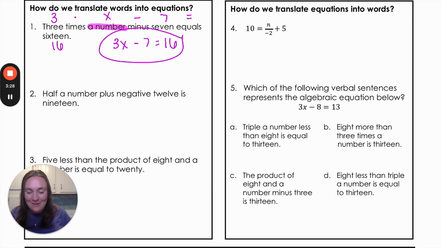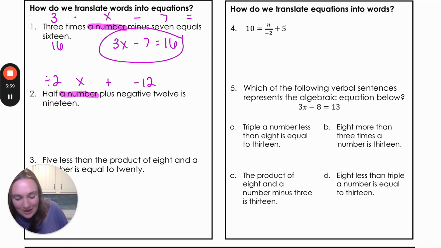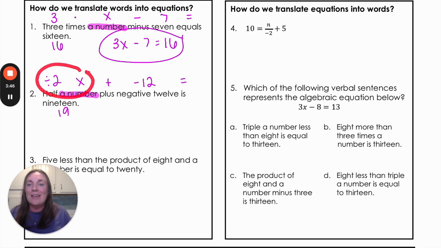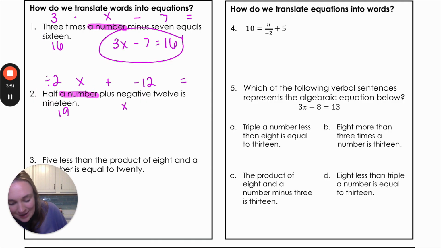Okay, so if we see half, remember that half is specifically dividing by 2. Anytime we see a number, remember we're plugging in that variable, plus negative 12 is 19. Okay, so again, we're not going to write divided by 2x, right? We're taking that number and we're finding half of it. So that's really going to be x divided by 2, which would be like half of a number, or half of x. Plus that negative 12 equals 19.